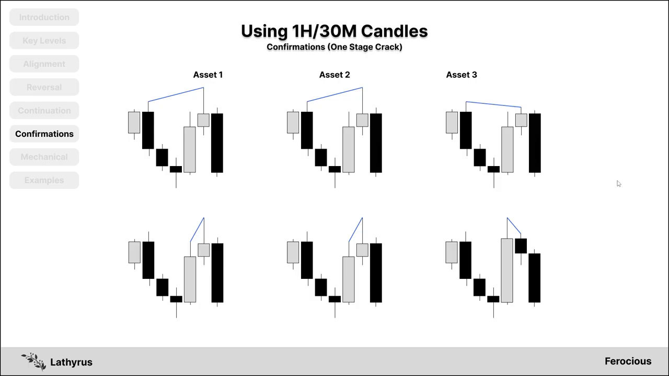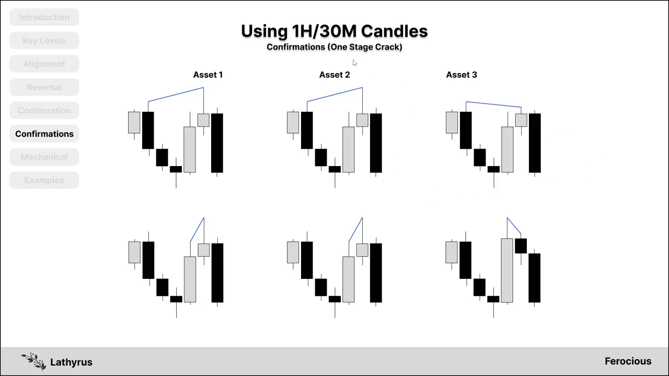Now I will go over the confirmations I'm using to trade any C2 candle on any time frame. This can be applied to the daily, 4 hour, or in this case the 1 hour and 30 minute to confirm the high or low of the day, to confirm the reversal.